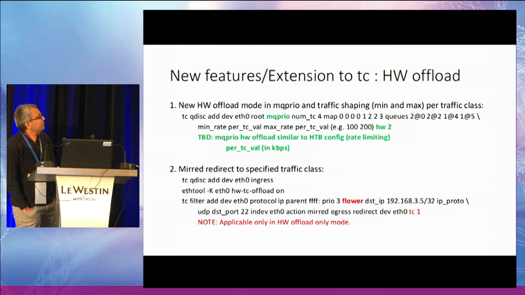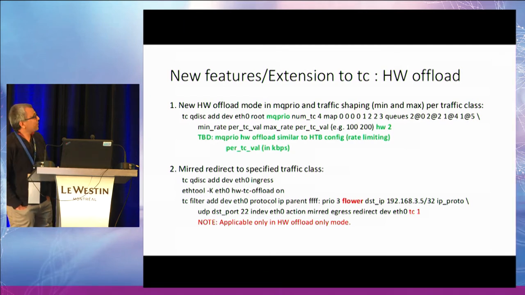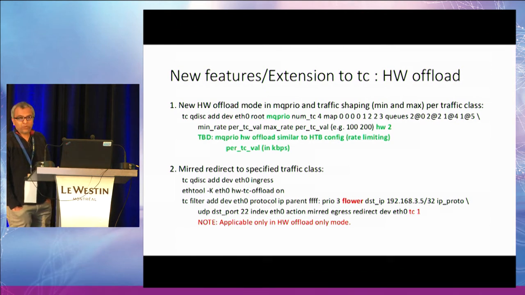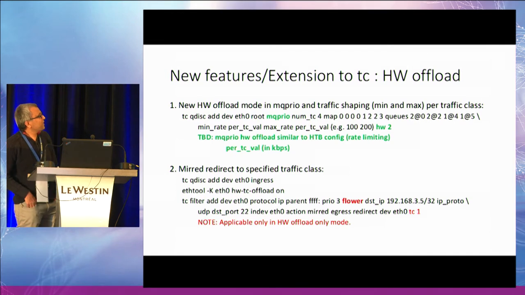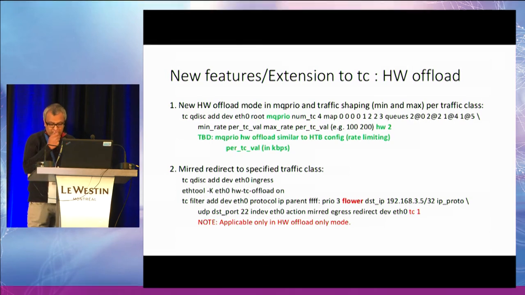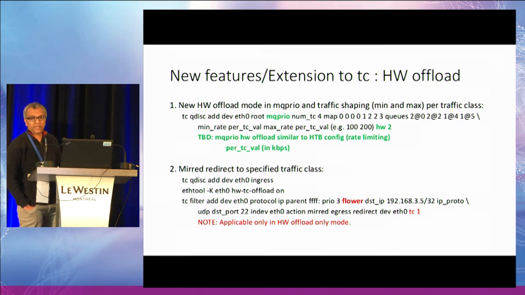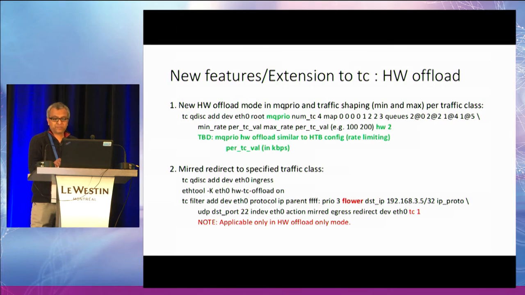Then in the second step, once we set that up in the first step, we would like to essentially extend the mirred action. Instead of taking just the device name, the interface name, within that one, a specific traffic class. And again, it will be only applicable and active in case of hardware offload only mode. So these are basically the two QoS related features, which we can have by modifying the TC mqprio, adding this rate limit and the specific mirred action for a given traffic class.